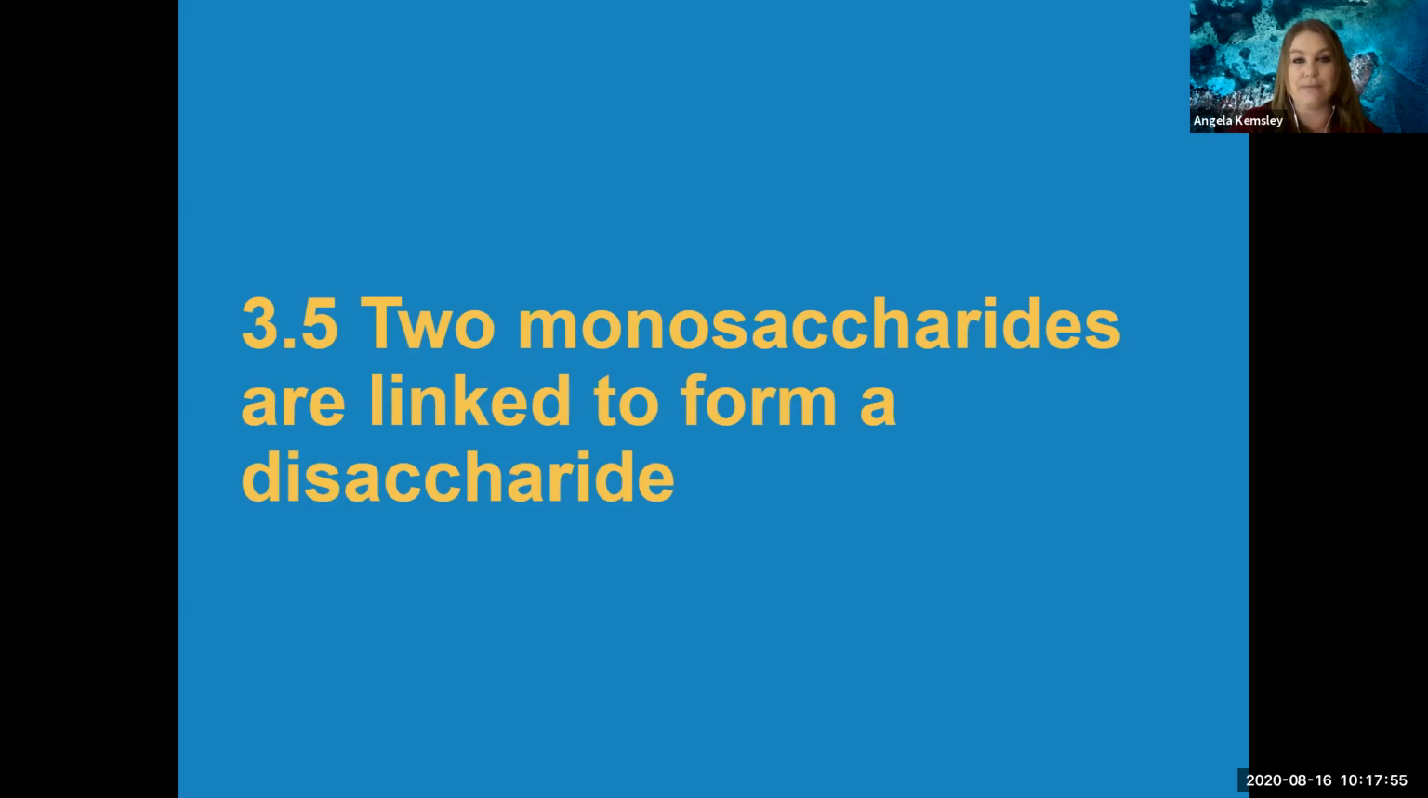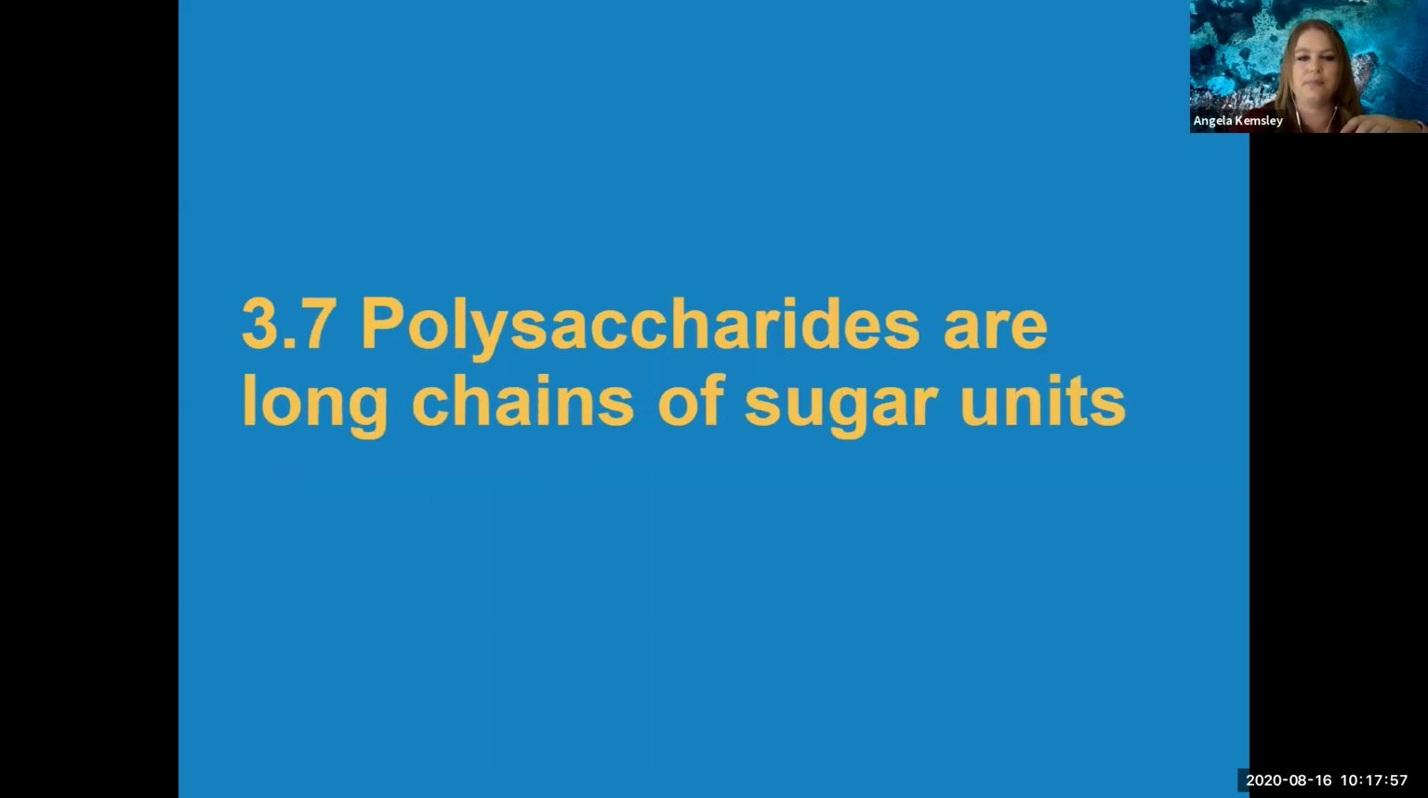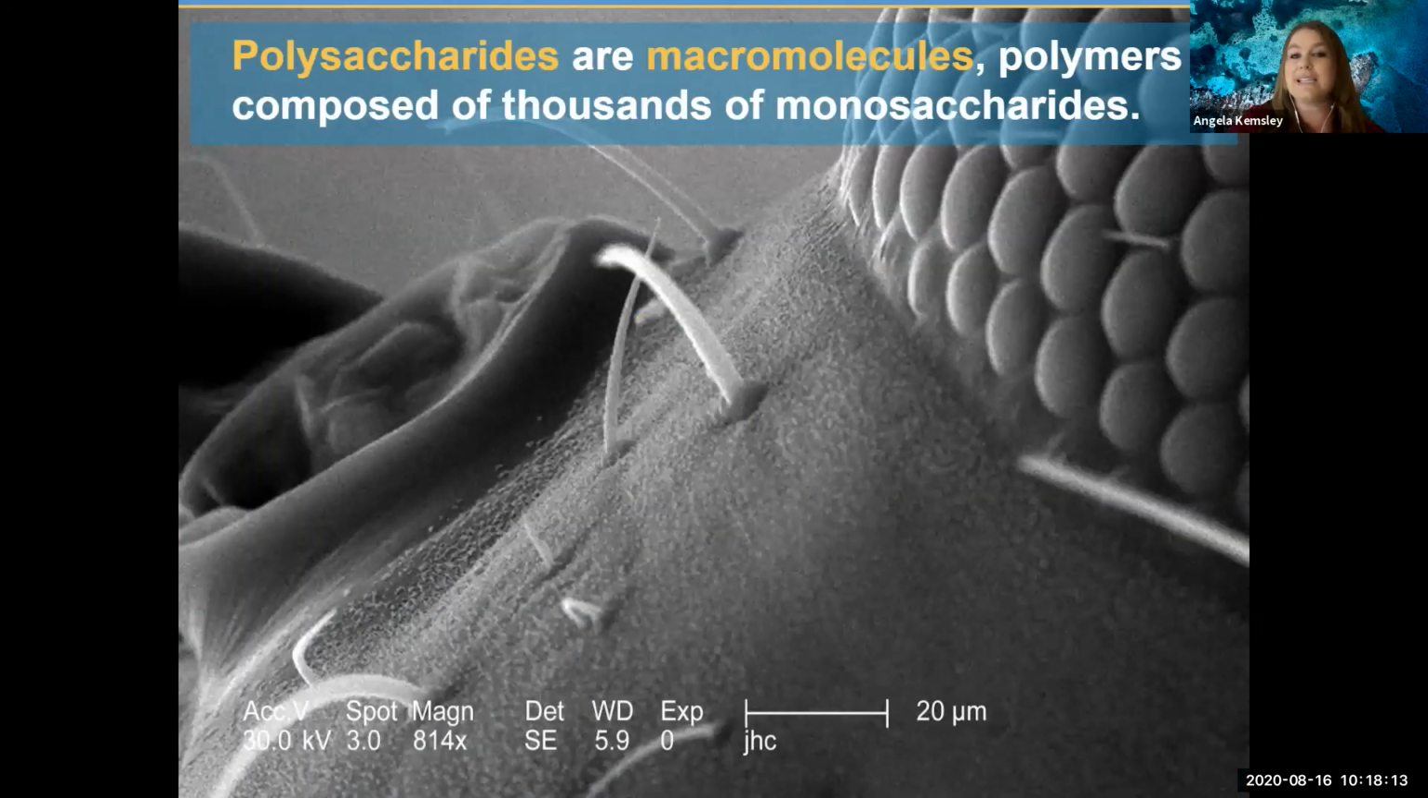The prefix di means two. And then polysaccharides are long chains of sugar units. So monosaccharide means one piece. Disaccharides have two pieces. Polysaccharides have many pieces, and the number can vary. Polysaccharides are macromolecules. They're very big macromolecules. They're polymers that can be composed of thousands of monosaccharides. So when we're talking about macromolecules here, we mean it. They can be very, very big.